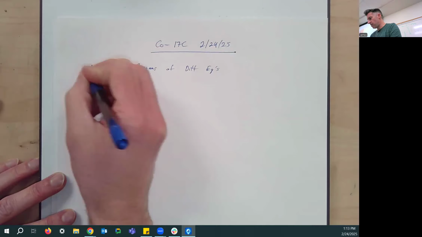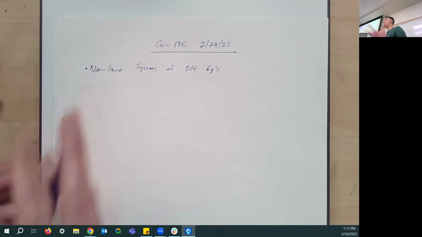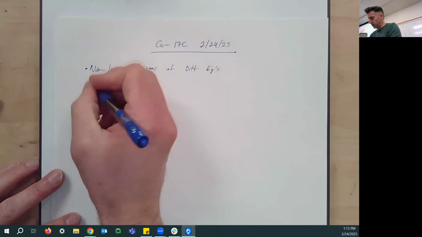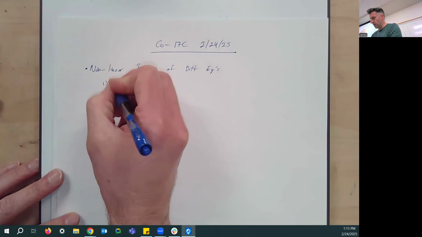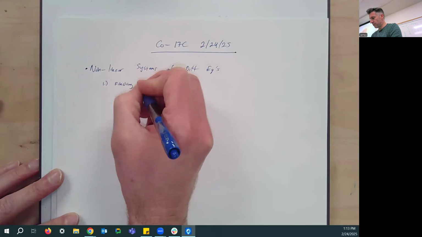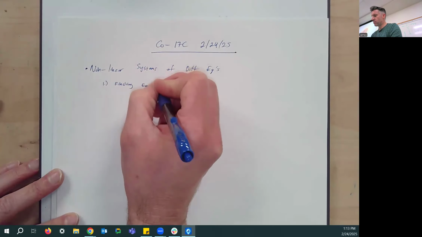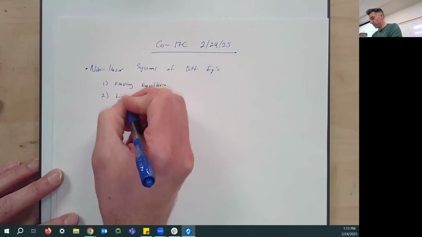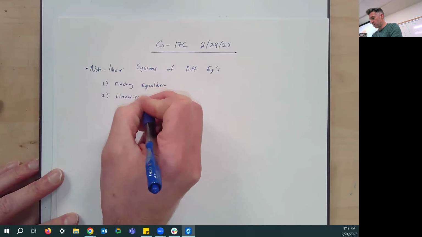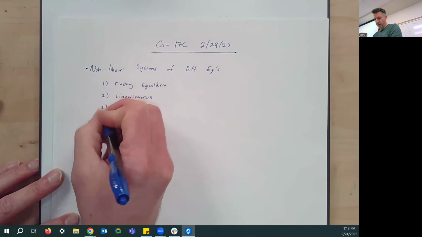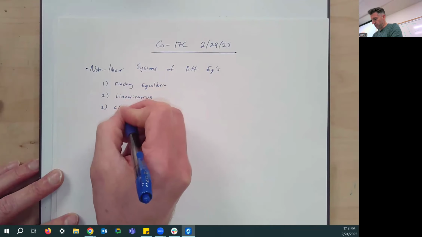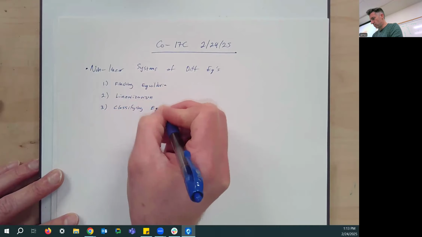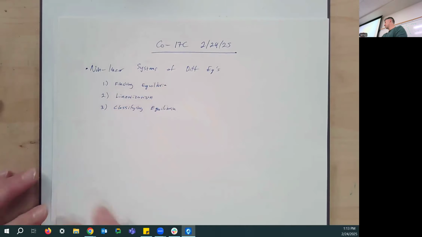And I would say there's kind of three pieces to this. In fact, let's write them down instead of just saying them. There's finding equilibria. There's the linearization. And then there's classifying equilibria.